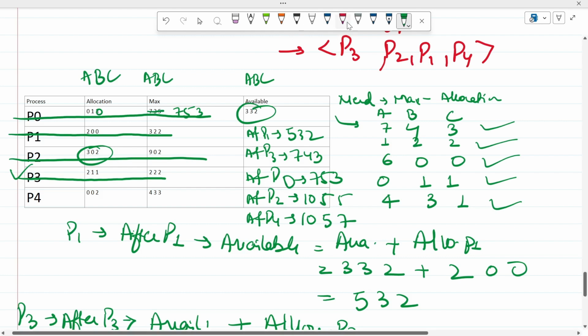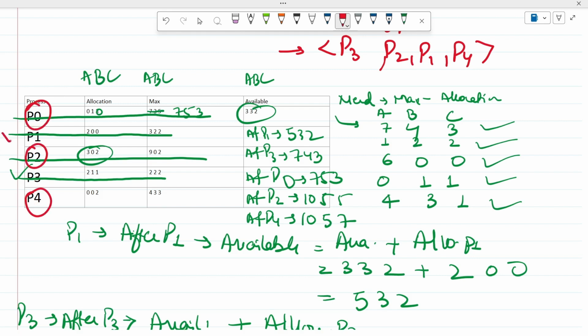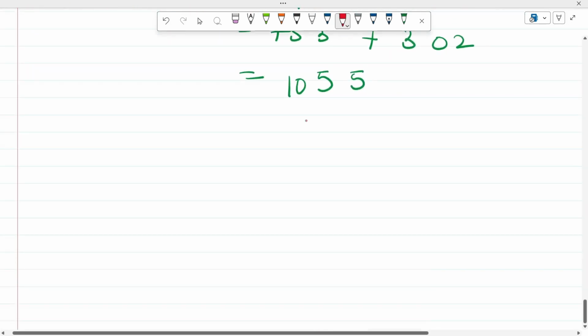The interesting thing in the sequence for this particular question is that after you complete P1 and P3, you will have three choices: whether you go with P0, P2 or P4. It means more than one safe sequence is possible for this question.